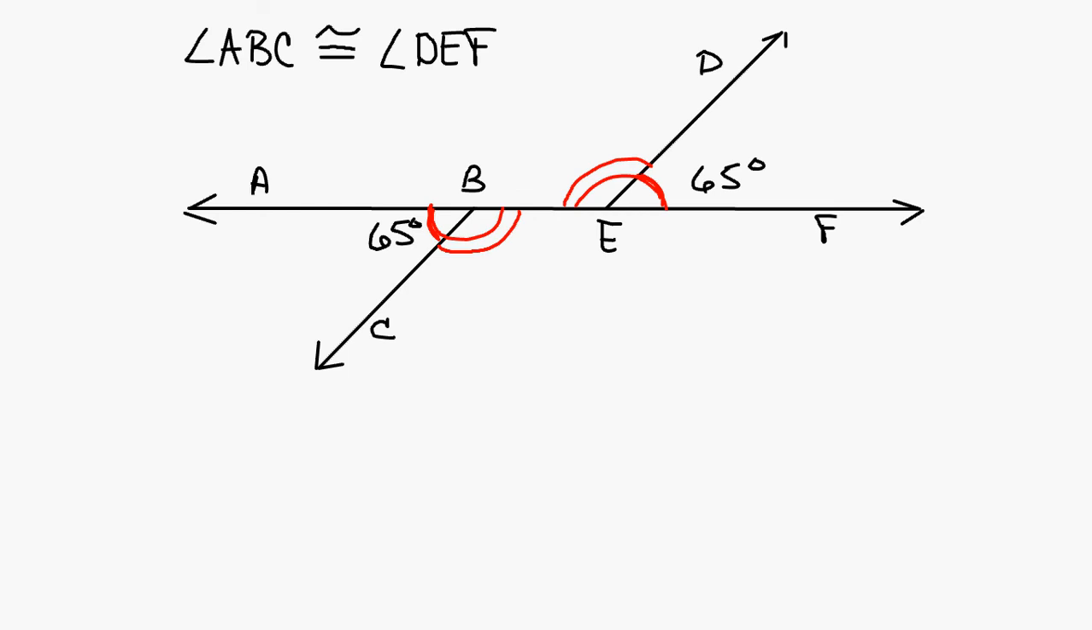And what do they both measure? 65 degrees, very good. All right, angle CBE is congruent to angle. What's CBE congruent to? DEB or BED, right? F is not a vertex. Okay, F's not a vertex. Now, who can tell me the measure of angle CBE?